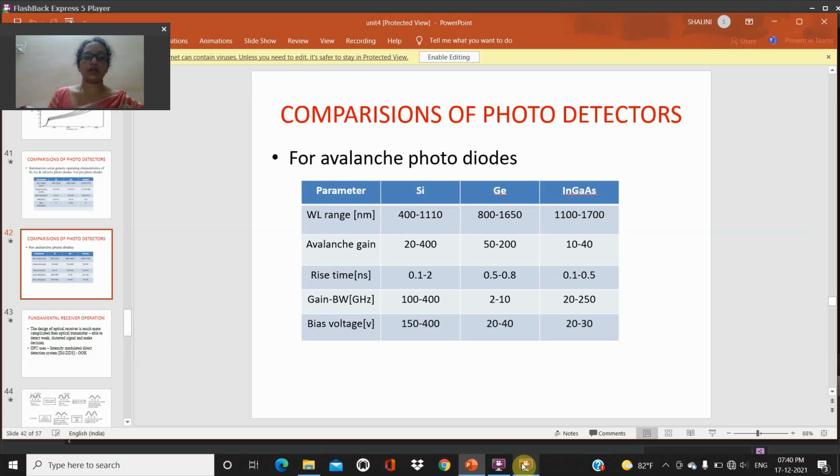Rise time: 0.1 to 0.5 for silicon, 0.5 to 0.8 for germanium, and 0.1 to 0.5 for indium gallium arsenide. Gain bandwidth: 100 to 400 for silicon, 2 to 10 for germanium, 20 to 250 for indium gallium arsenide. And biasing voltage: 150 to 400 for silicon, 20 to 40 for germanium, and 20 to 30 for indium gallium arsenide.